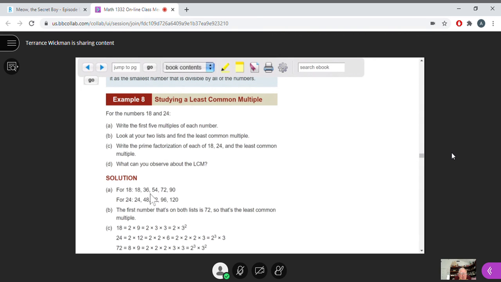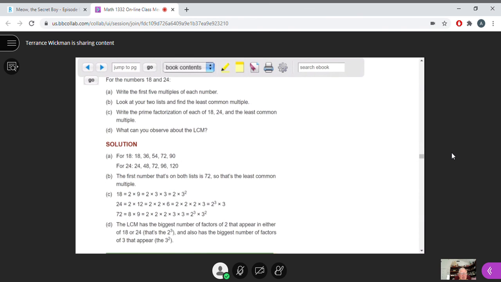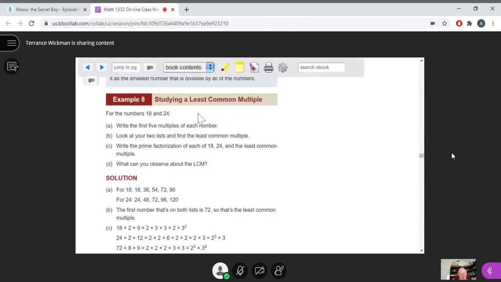And you look, 18 doesn't go into 48. That won't work. The next multiple after 48, 3 times 24, would be 72. And 72 works because 18 goes into 72 and 24 goes into 72. So this is kind of the opposite. It cannot be anything less than the 24. And that's the least common multiple. Multiples are different than factors.